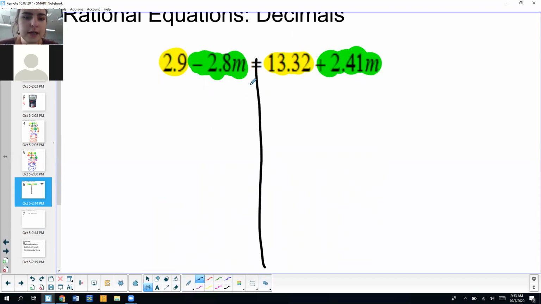So nothing on either side needs to be simplified. There's no combining of like terms. There's no distributive property. So now that everything's identified, I'm going to look at my 2 variable terms. I've got -2.8 m and I've got +2.41 m. Remember, we want to move whichever one is smaller. So -2.8 m is going to be smaller, so I'm going to move that over. I can move that by adding it because it's a -2.8, so I can add 2.8 m to both sides.